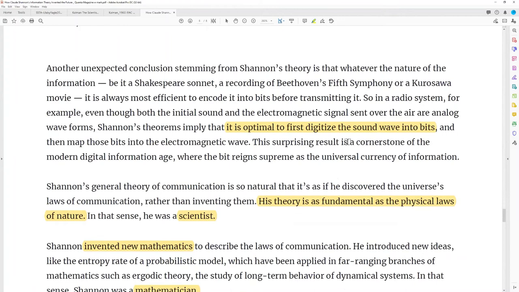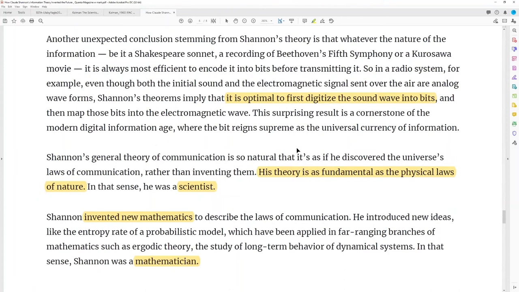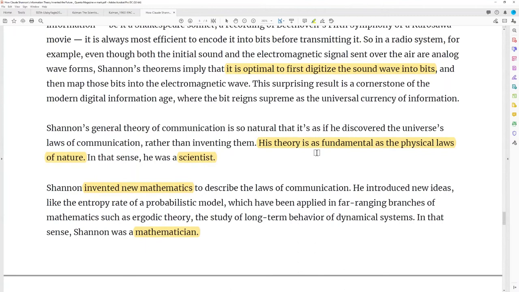So this is what I just mentioned. Very counterintuitive that you want to first digitize an analog signal before you transmit it. So his theory is as fundamental as the law of physics. So in this sense, he's a scientist. But I want to make a note here. He's not a scholar of natural science. He's a scholar of engineering science, or the science of the artificial, the book I showed you the other day, The Sciences of the Artificial.